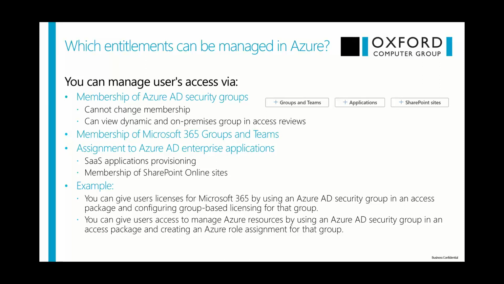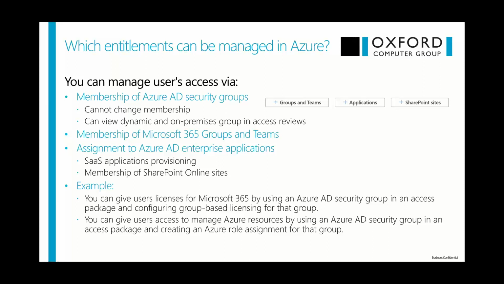We can manage access inside of Microsoft 365 groups and teams, and we can assign access to Azure AD enterprise applications, SaaS applications for provisioning, and membership of SharePoint Online sites. For example, you can give users licenses for Microsoft 365 by using an Azure AD security group in an access package. We'll be discussing an access package here in a second, and configuring group-based licensing for that group.